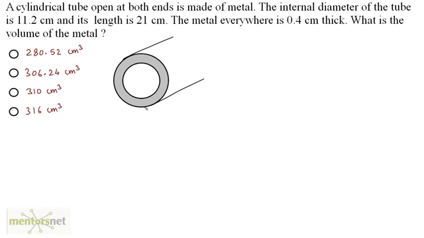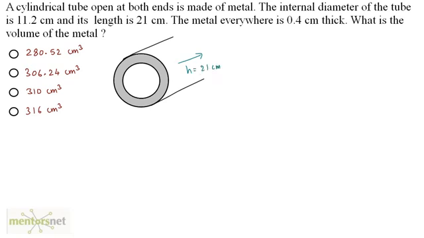So this is your metallic tube, which is hollow from the inside, and this gray portion is the metal. Now you have been given the length of this metallic tube as 21 centimeters. Now this tube is basically a cylinder, so I can say that length is basically the height. So height is equal to 21 centimeters.